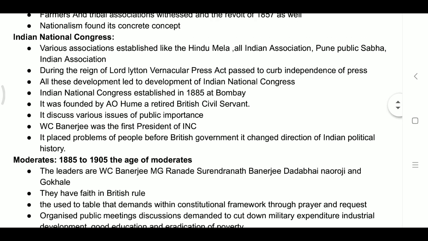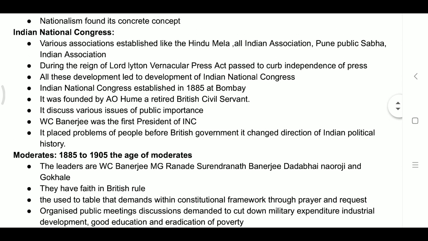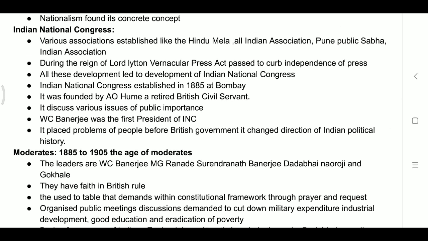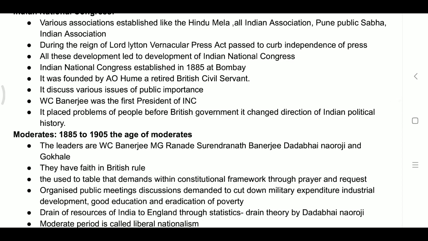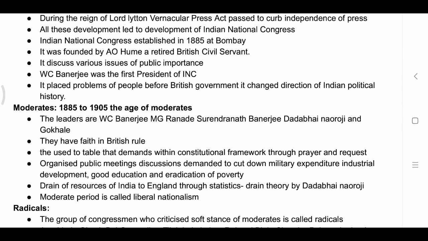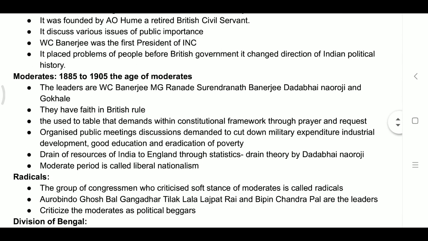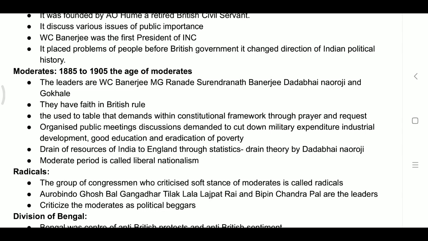The Indian National Congress was established just to carry the problems of Indians before the British government. It was established in 1885 in Bombay. It was founded by Allan Octavian Hume, a retired British civil servant. This INC discussed various issues of public importance. The first INC president was W.C. Banerjee. This INC placed the problems of people before the British government and changed the direction of Indian political history.